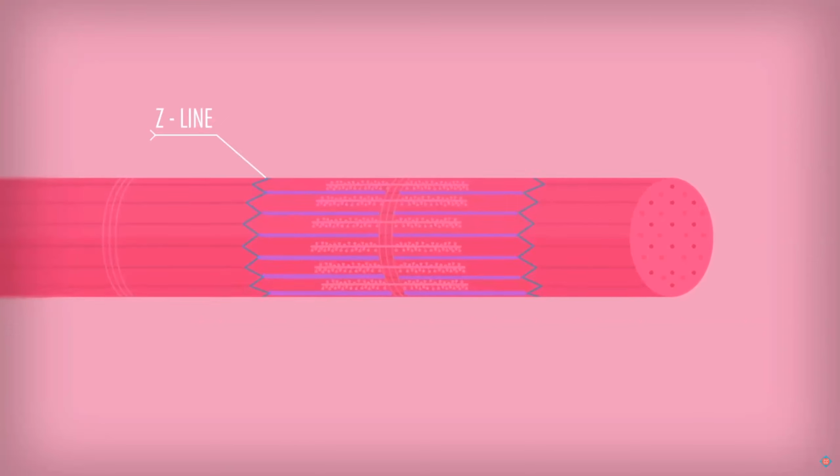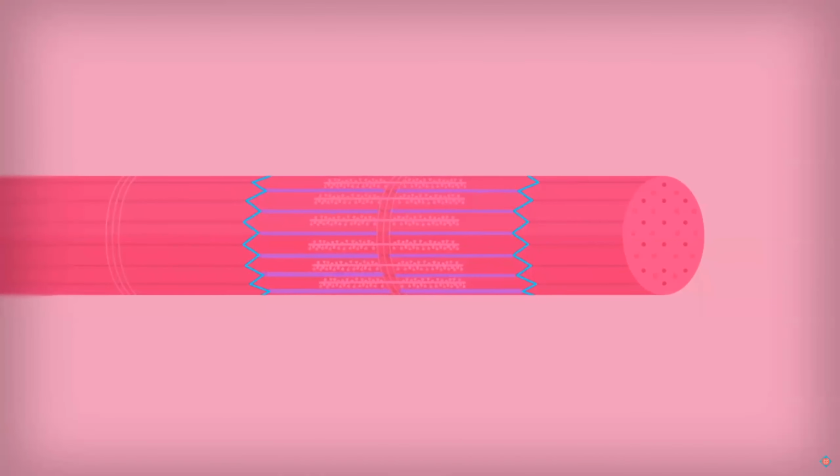Each sarcomere is separated by what's known as a Z-line at either end, which is just a border formed by alternating thin filaments in a kind of zigzag pattern. A muscle contracting is all about sarcomeres contracting, bringing those Z-lines closer together. Alright, so now comes the romance.